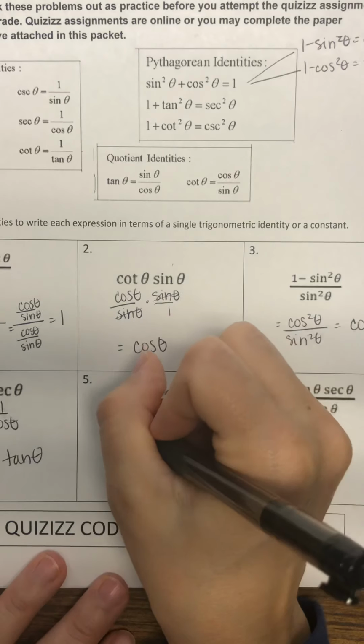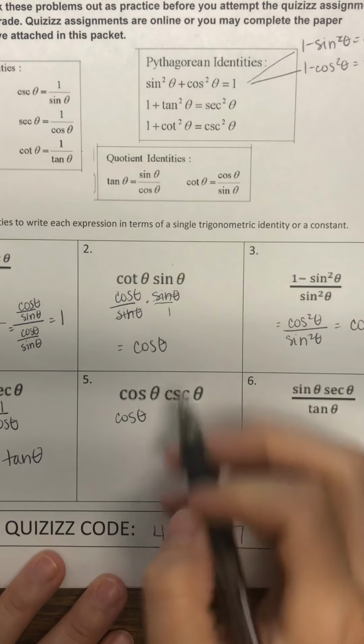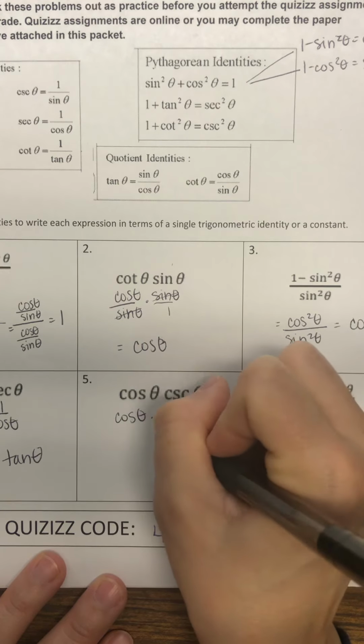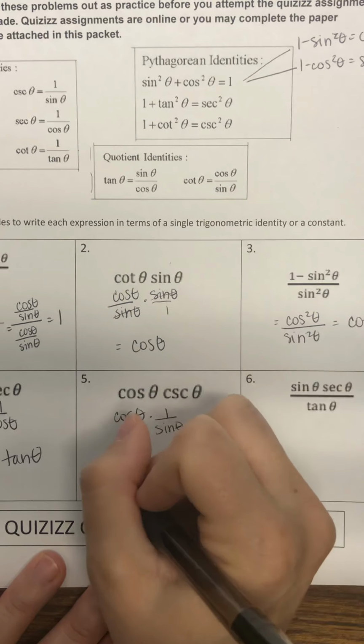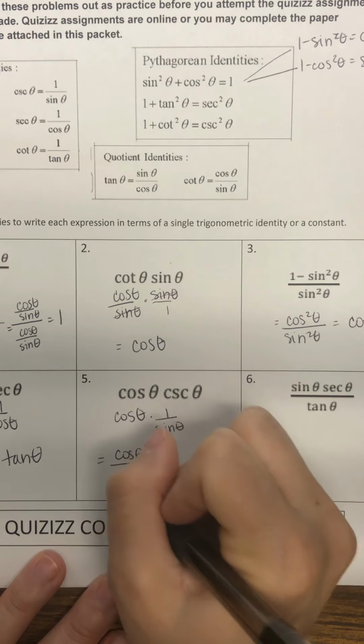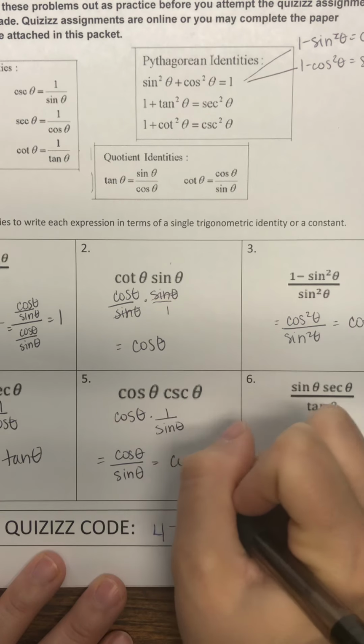All right, number 5, this is already cosine. Cosecant is 1 over sine. It's just backwards of what we just did. So this gives me cosine over sine, which is cotangent.